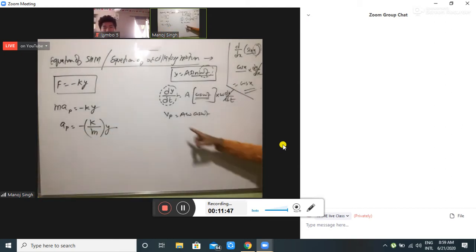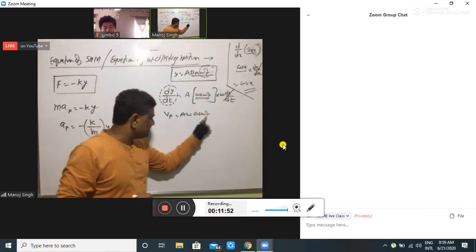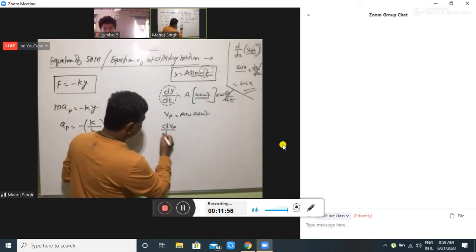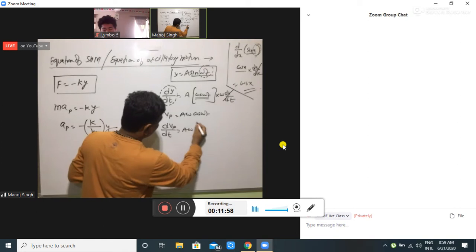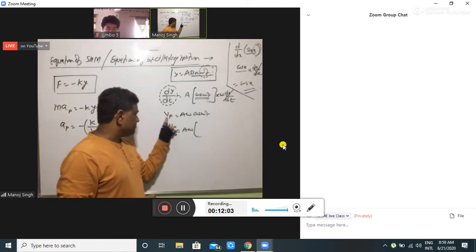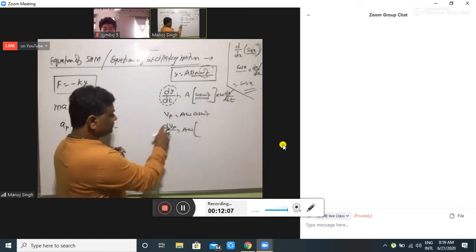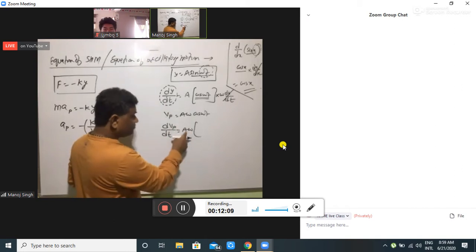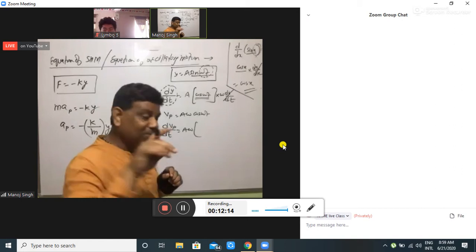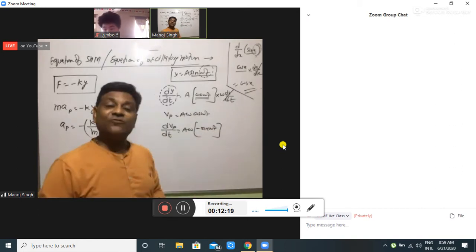Now this relation we can differentiate with respect to time t. What will come here? dvp divided by dt is equal to a omega, where omega is a constant. I repeat again, we are differentiating velocity with respect to time. dvp by dt is equal to a omega as it is. Differentiation of cos of omega t will be minus sine of omega t here.